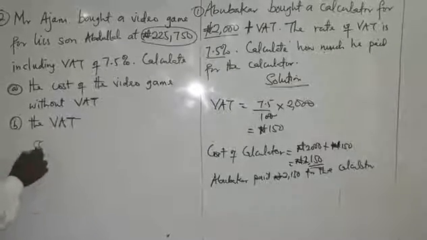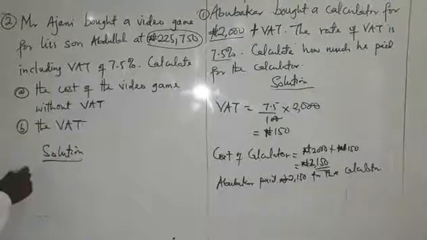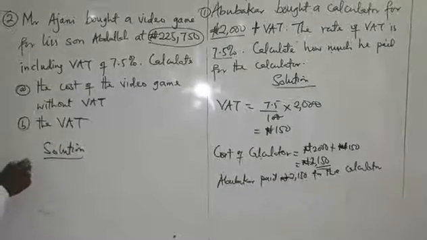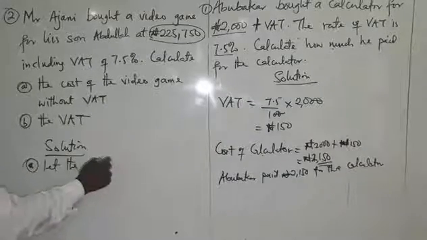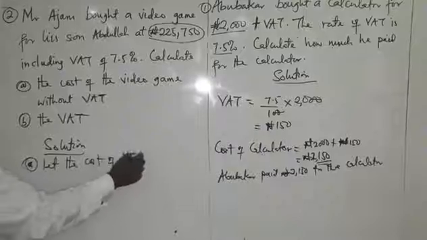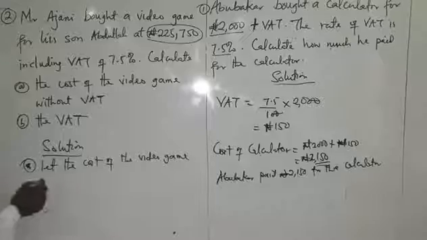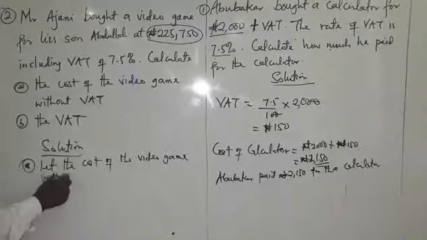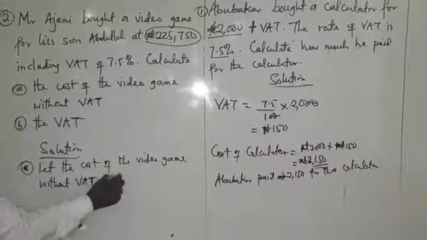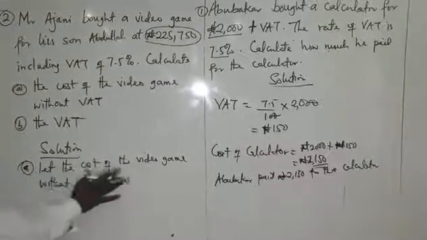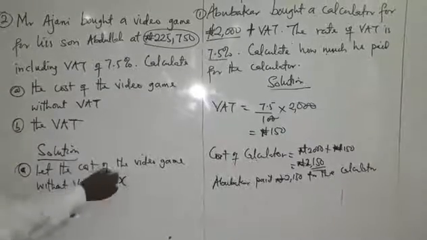So if we want to solve this, let's solve it. For A, let the cost of the video game without VAT be X. That is X. We want it to be X, right?